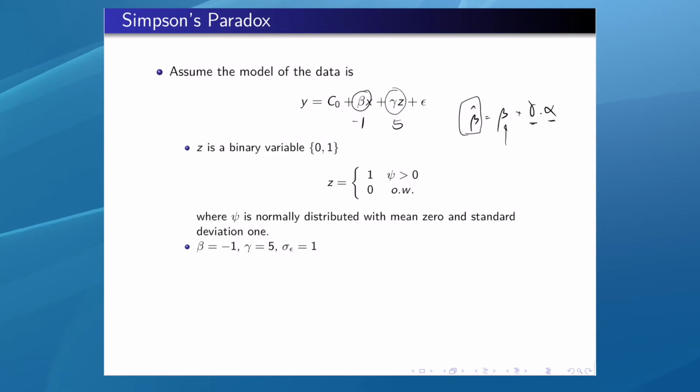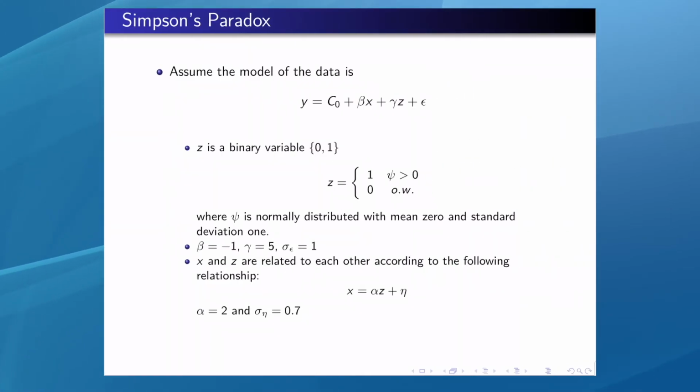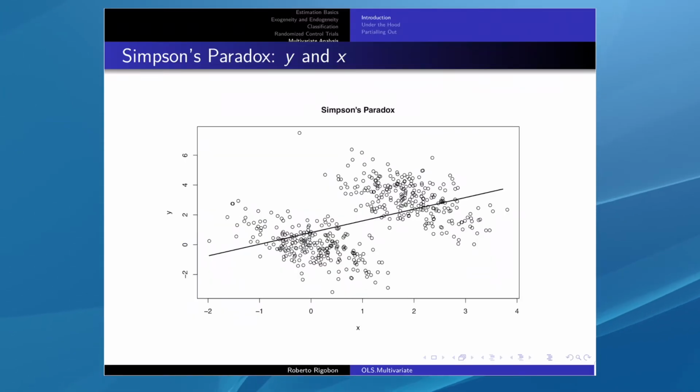And in fact, I'm going to choose an alpha to be positive, and this is it. So I will take x equal to alpha z, and the alpha is positive. So we know that the bias is going to be upward. Let's see more or less what happens when we simulate and run this regression. These are the data points.